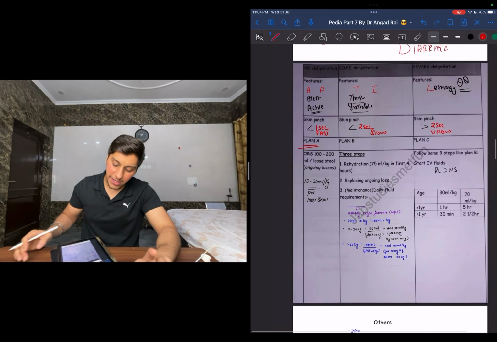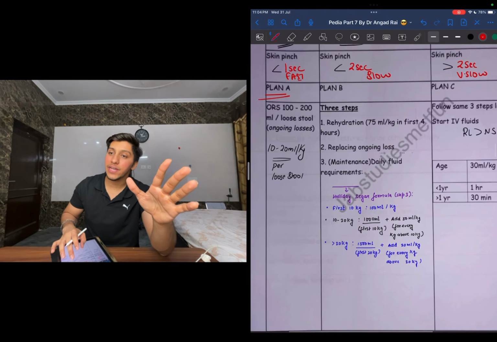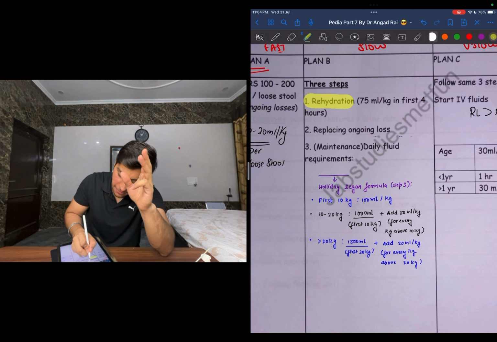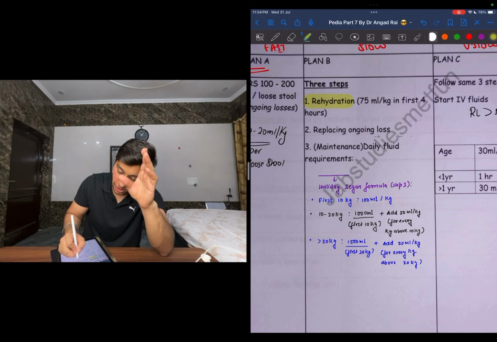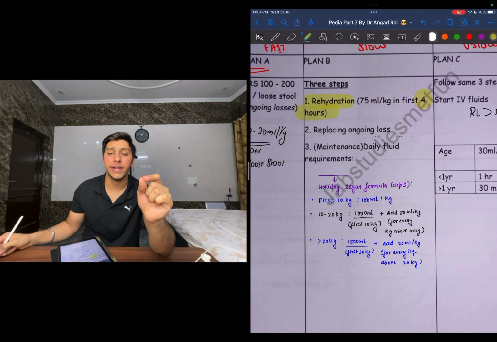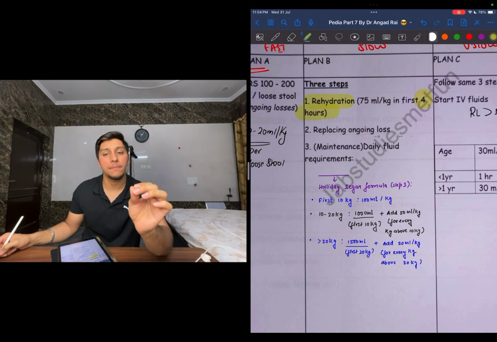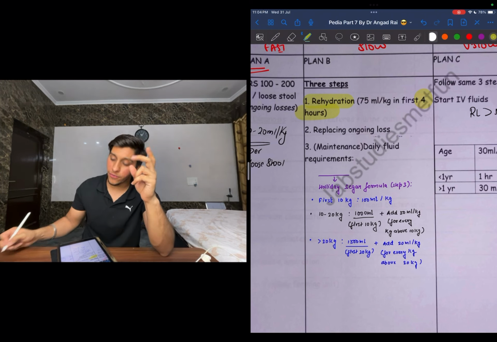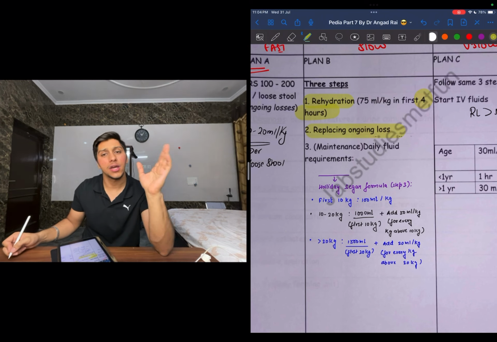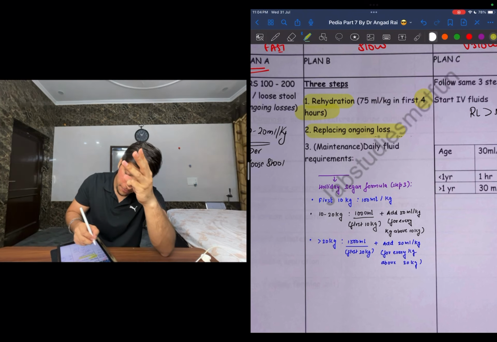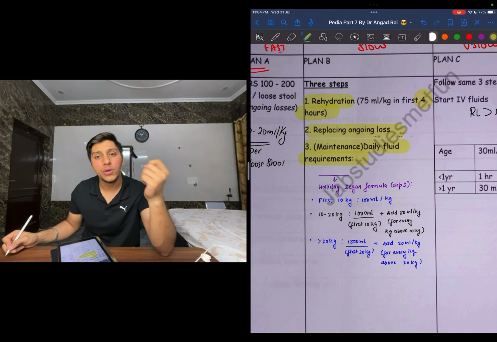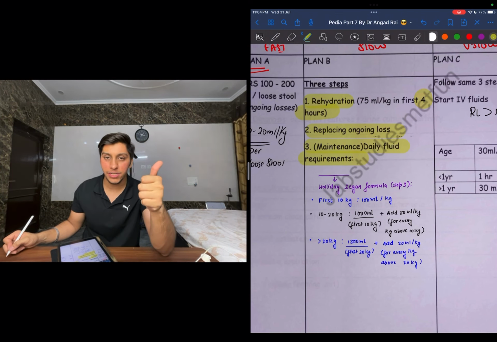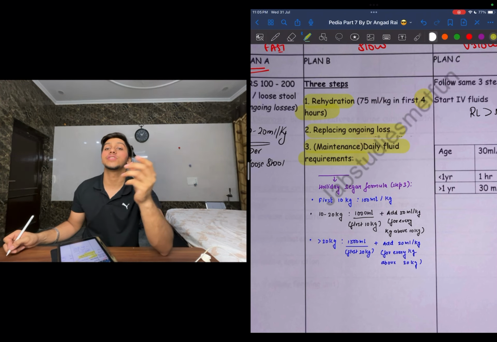Okay. Now in the second condition, which is some dehydration, what is the management, guys? There are 3 steps. You have to rehydrate the patient with IV fluids at 75 ml per kilogram in the first 4 hours. Then you have to replenish the ongoing loss, same as we discussed, 100 to 200 ml per loose stool. Then a very important thing is we have to give the maintenance of daily fluid requirement. How do you calculate this? See, 3 things we did: one is rehydration, then ongoing loss, and third is the daily fluid which is required.